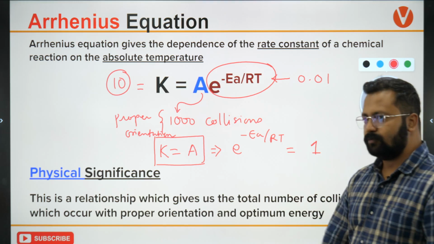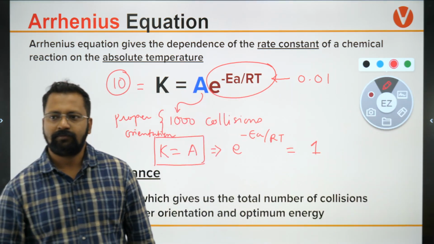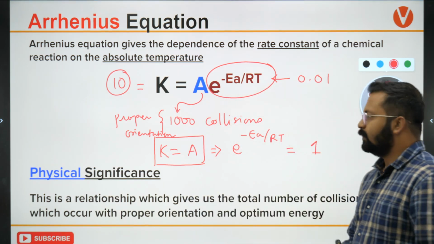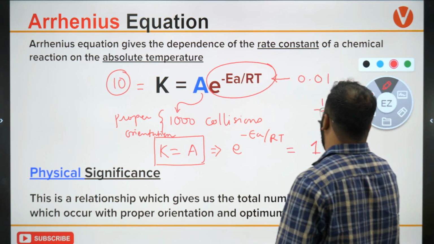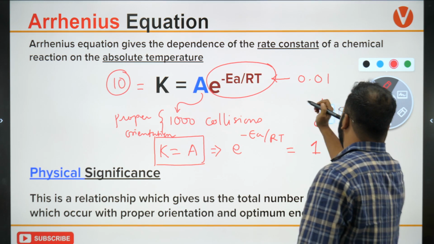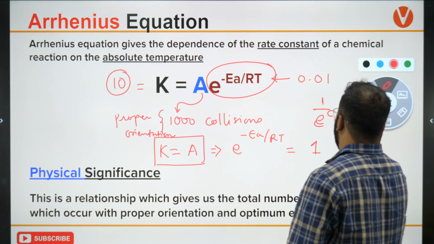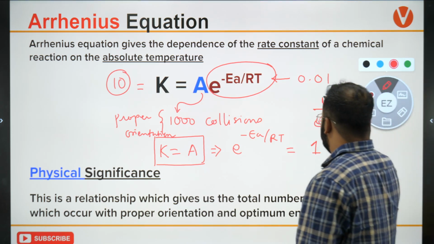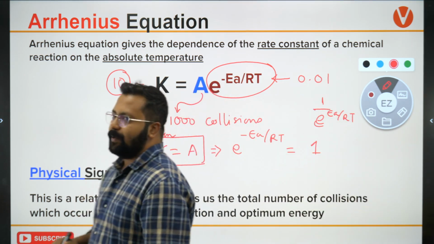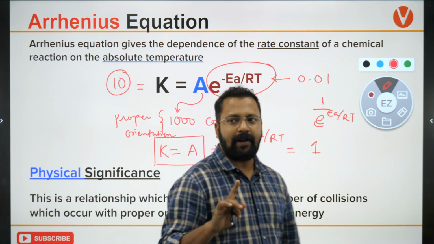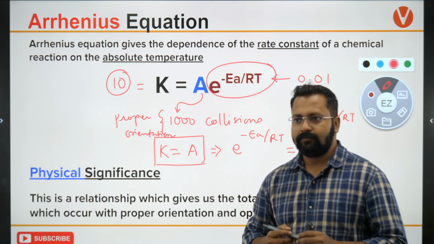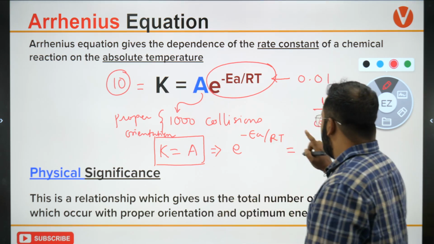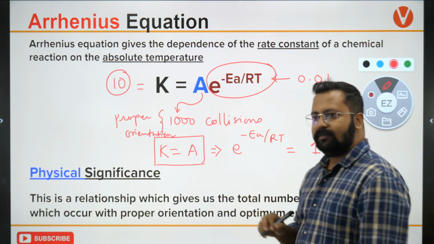When would this be equal to 1? Think carefully. It will be written as 1 upon e to the power Ea upon RT. So I can write this thing as 1 by e to the power Ea upon RT when the temperature is infinite. When the temperature is infinite, it cannot be equal.